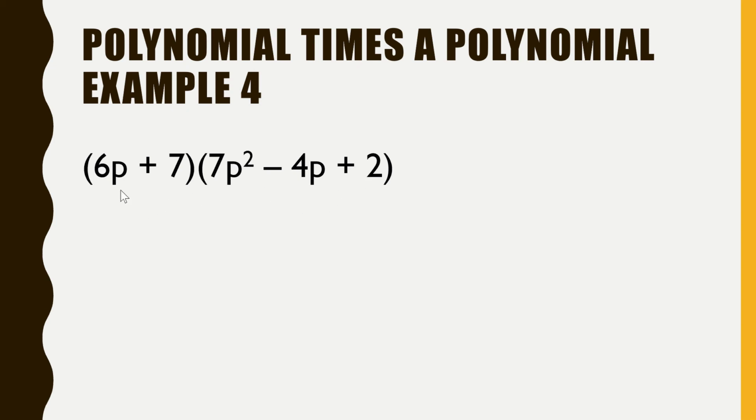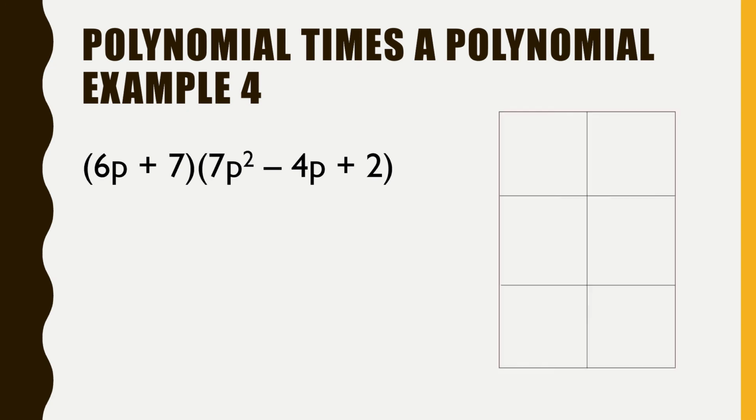So when you multiply a polynomial times a polynomial, what I suggest is to draw what's called an area model. So that looks like this. This is basically a rectangle. It's a 2 by 3 rectangle, and the reason why it's a 2 by 3 rectangle is because this has 2 terms and this has 3 terms. So before you start multiplying, draw a box like this, depending on how many terms there are, and then you're going to put each of those individual terms on the upper part of the rectangle and on the left side. So here we have 6p and positive 7, so 6p plus 7, and here we have 7p squared minus 4p and positive 2, which are all these terms right here.